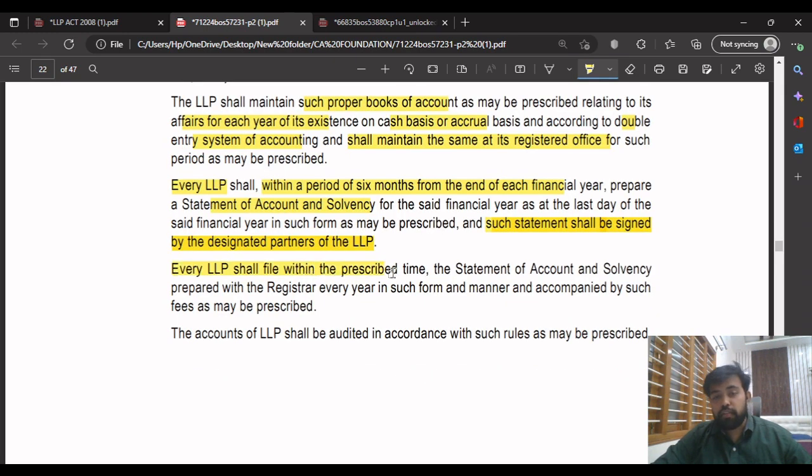Every LLP shall file within the prescribed time a statement of solvency. What is this prescribed time? Within 30 days from the end of the 6 months from the end of the financial year in which you prepare the statement of solvency, it is filed with the registrar every year in such form and manner and accompanied with the fees as may be prescribed. And such accounts of the LLP shall be audited according to the rules.